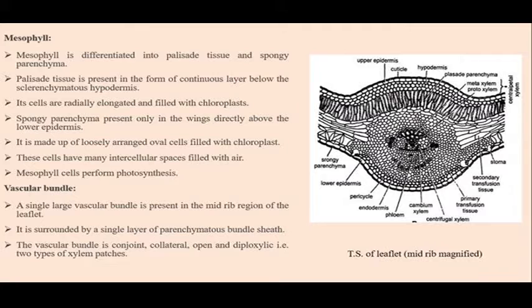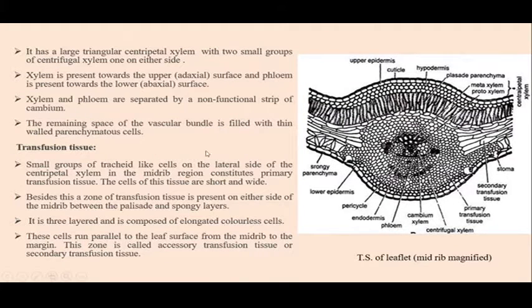Next is vascular bundle. In the region of midrib, a single large vascular bundle is present. And this vascular bundle is surrounded by parenchymatous bundle sheath. The vascular bundle is conjoined, collateral, open and diploxylic. That is, it consists of both centripetal and centrifugal xylem. This vascular bundle has a large triangular centripetal xylem.